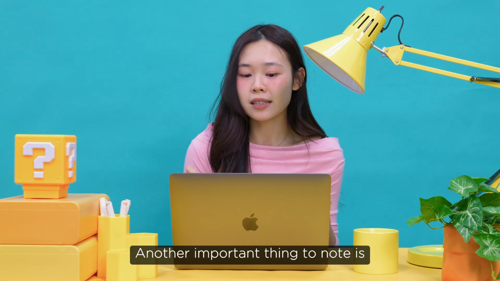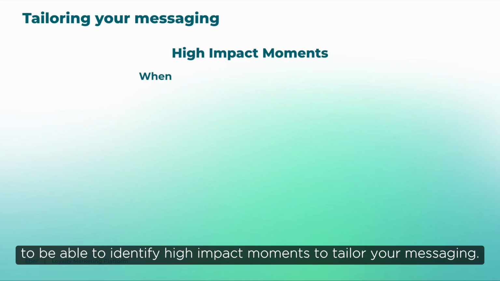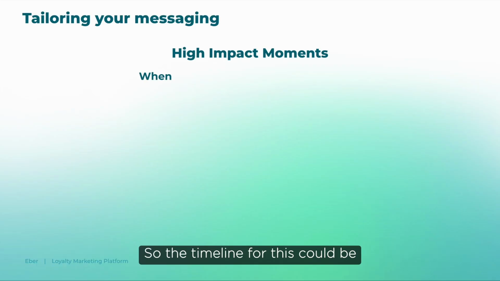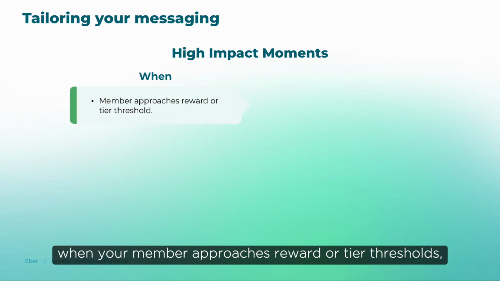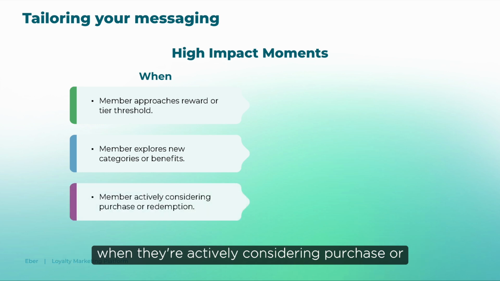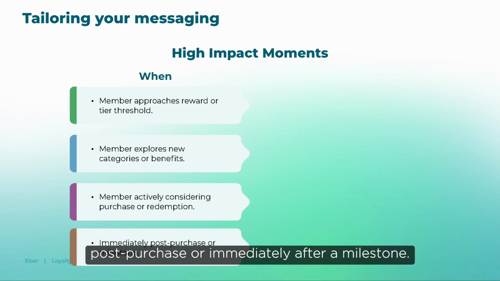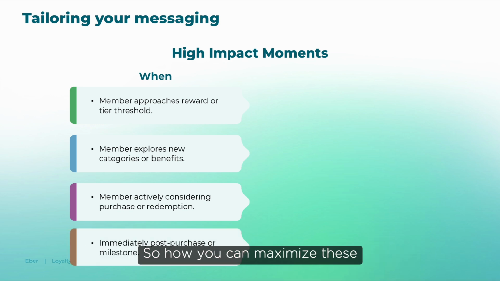Another important thing to note is to be able to identify high impact moments to tailor your messaging. The timeline for this could be when your member approaches a reward or tier threshold, when your member explores new categories or benefits, when they're actively considering purchase or redemption, or immediately post-purchase or immediately after a milestone. So how can you maximize these touch points?